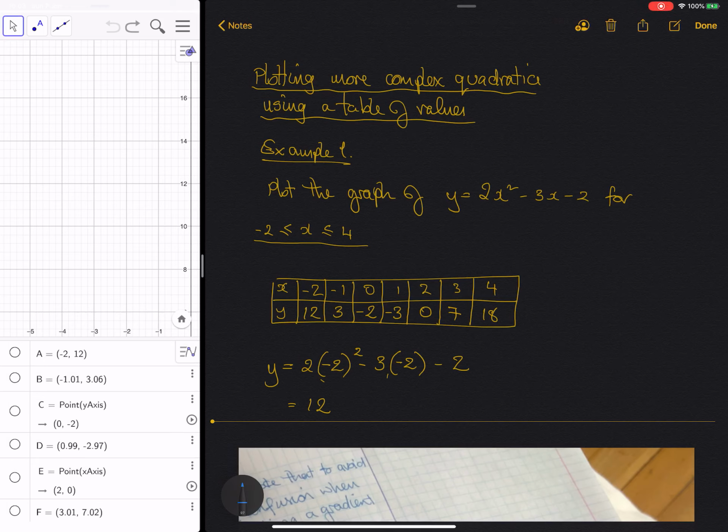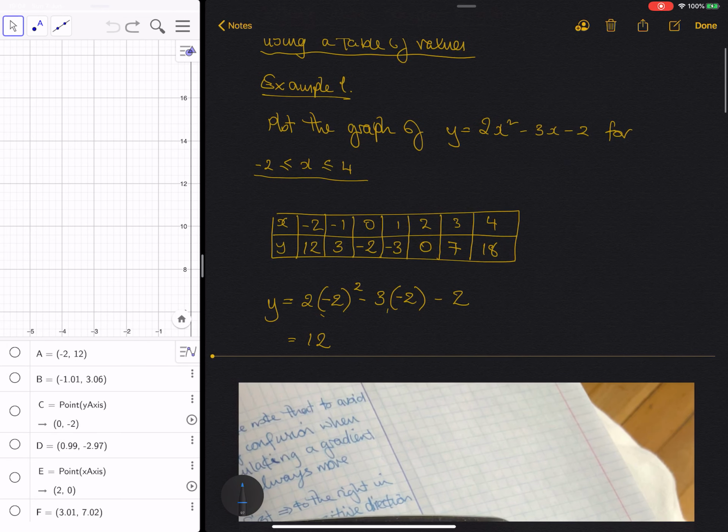Hello, so today I would like to look at plotting more complex quadratics using a table of values. And I'm going to look at two examples today, so let's start off with example 1. Plot the graph of y is equal to 2x squared minus 3x minus 2 for x between the values of minus 2 and 4.